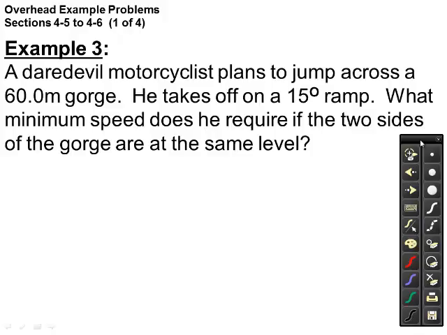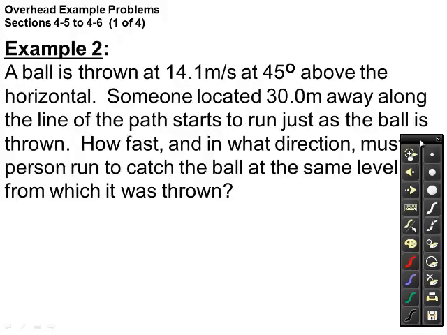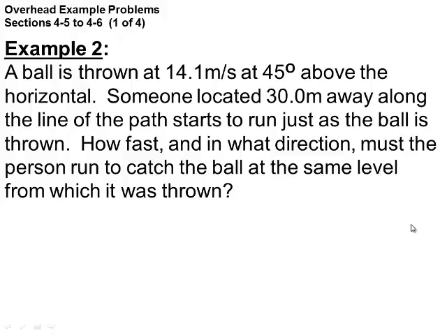I don't think we finished the second example. Oh, we didn't finish the second example. Okay, my apologies. Back up just a sec. We have to go to line. Okay, so on this one here, a ball is thrown at 14.1 meters per second, 45 degrees below horizontal. Someone located 30 meters away along the line of the path starts to run just as the ball is thrown. How fast and in what direction must the person run to catch the ball at the same level in which it was thrown? Okay, the bell rang. That's why I didn't give you any problems yet. So there we go.